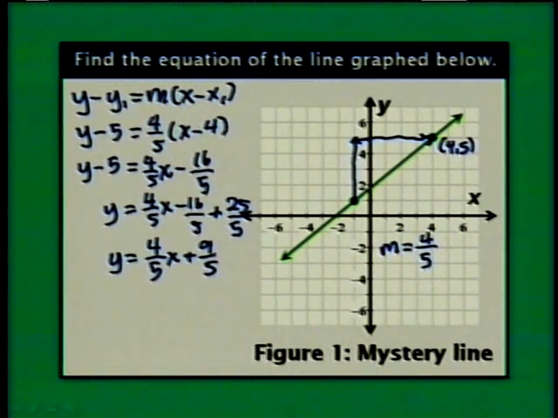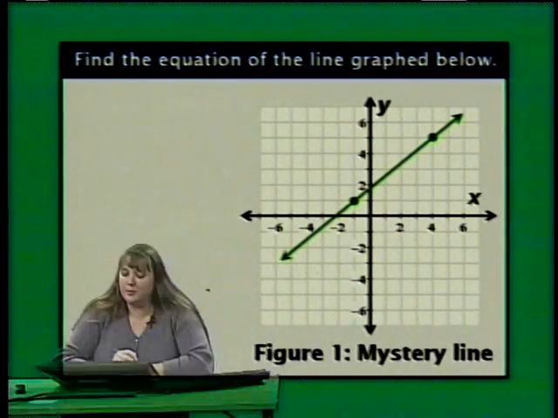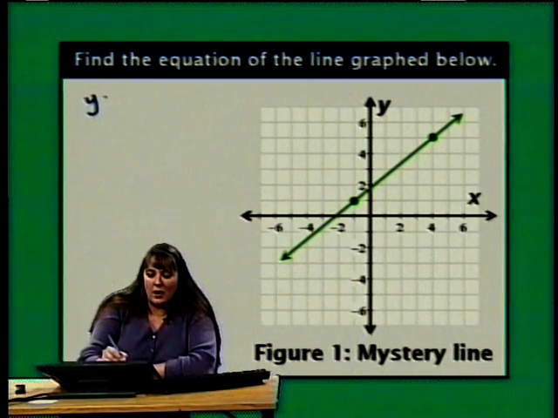Well, before I go through and do a formal check, the first thing I want to do is look at the graph and notice that 9/5 looks like the place where this graph crosses the y-axis. So it seems reasonable that the y-intercept would be 9/5. And here I have a b value in slope-intercept form of 9/5. Well, let's do a formal check. So I came up with y equals 4/5 x plus 9/5.